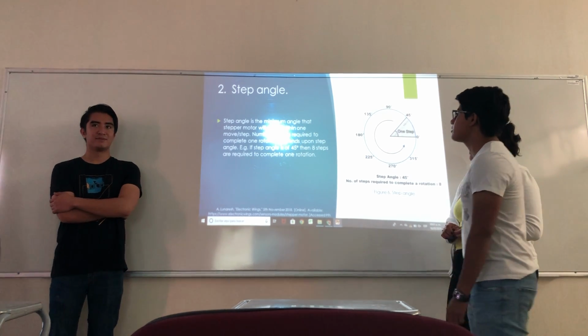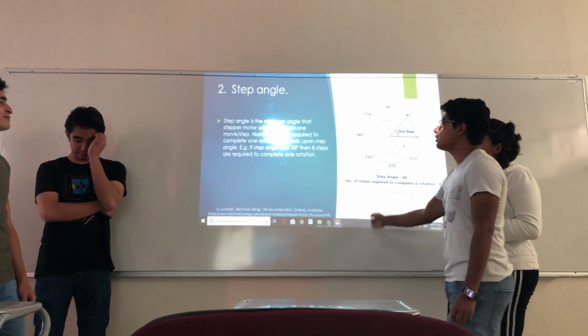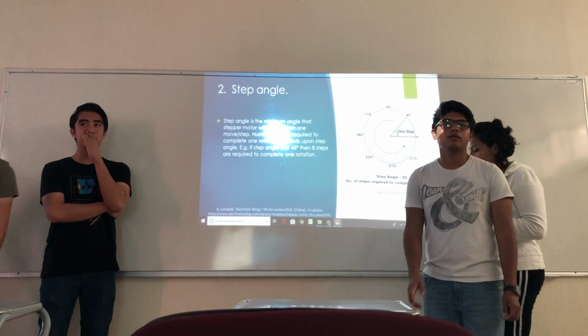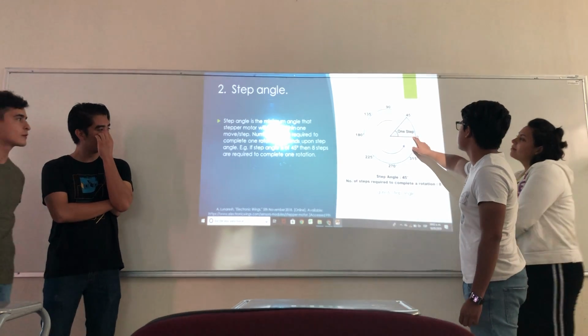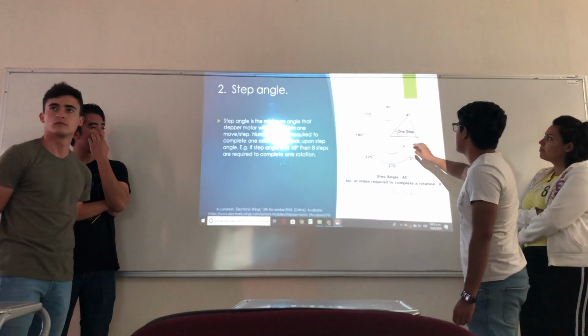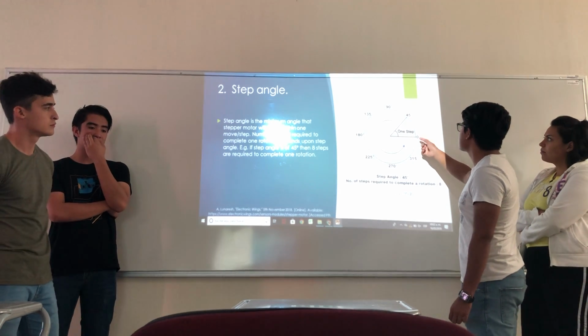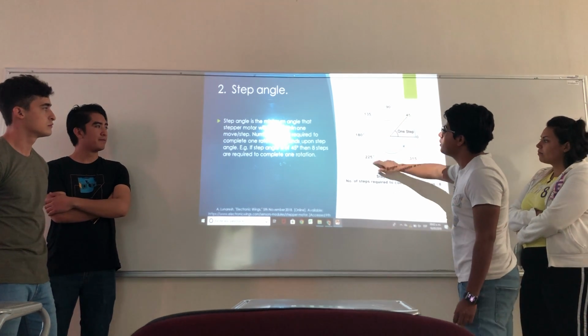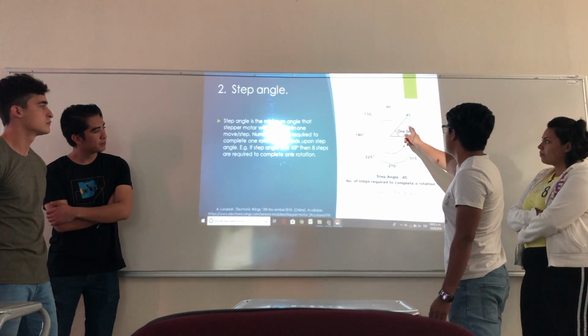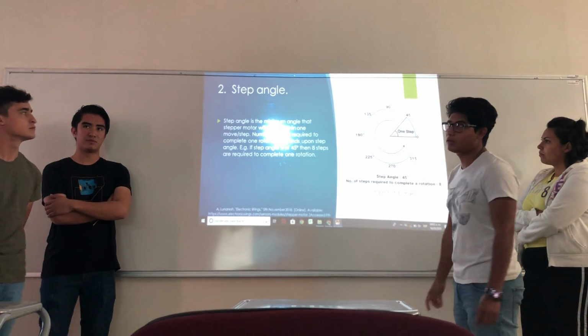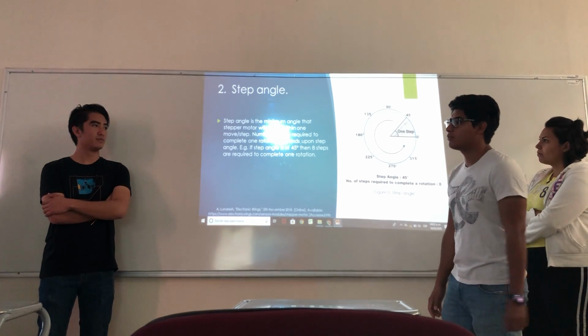Here we have the step angle. Step angle is the minimum angle that a stepper motor can cover with one movement. Also, here we have an image that shows you how a stepper motor moves. It moves in angles of 45 degrees, and you can move it 360 degrees.